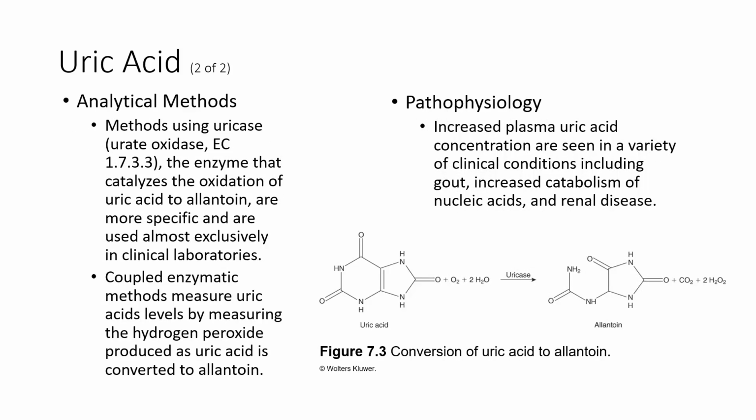Methods: these are measured enzymatically. So uricase, the enzyme that catalyzes the oxidation of uric acid to allantoin, is more specific and used almost exclusively in clinical laboratories. Coupled enzymatic methods measure uric acid levels by measuring the hydrogen peroxide produced as uric acid is converted to allantoin. So again, increased plasma uric acid concentrations are seen in a variety of clinical conditions, including gout, increased catabolism of nucleic acids, and renal disease.